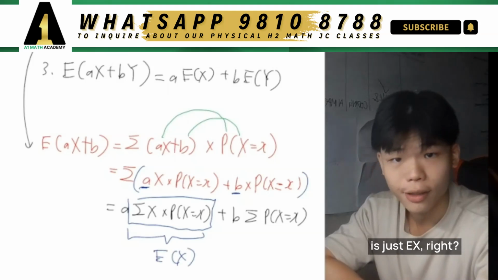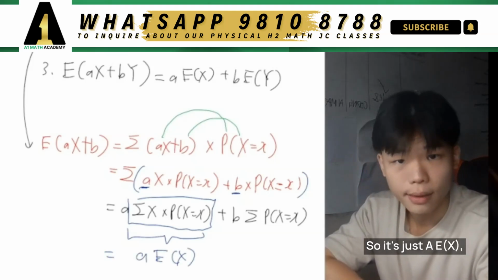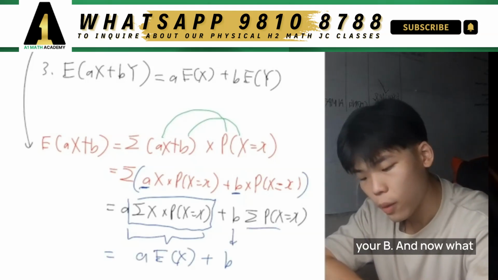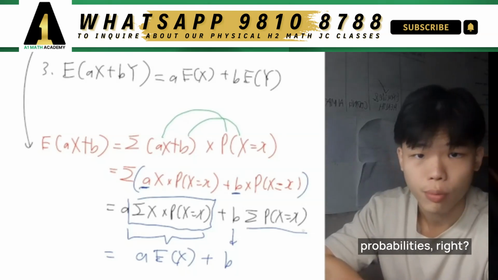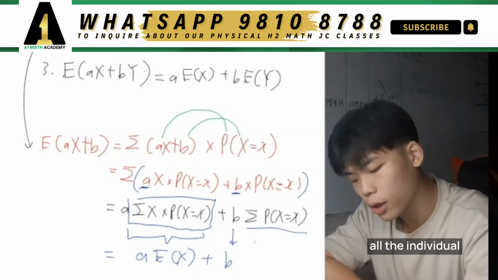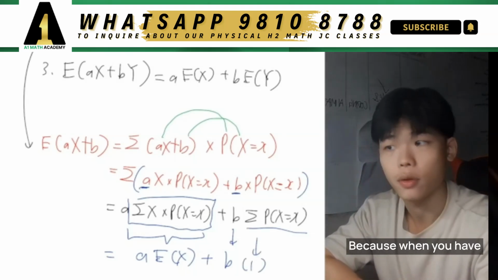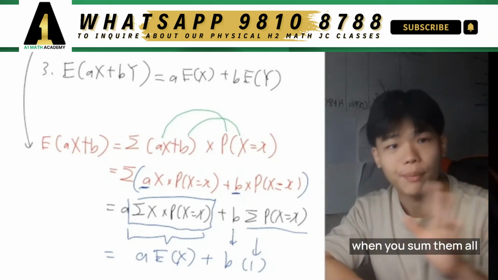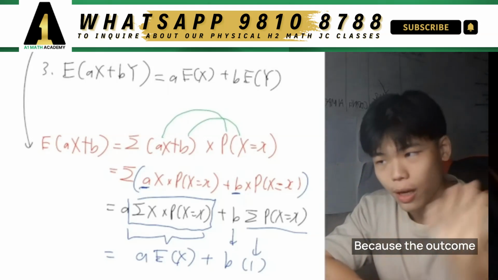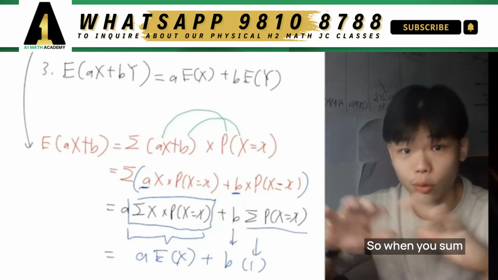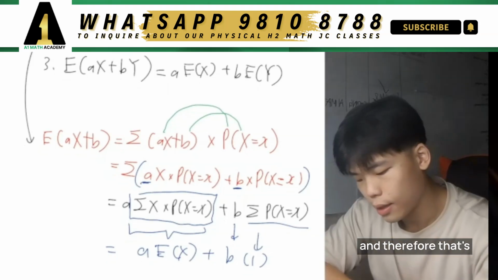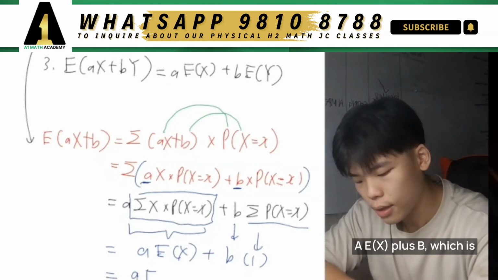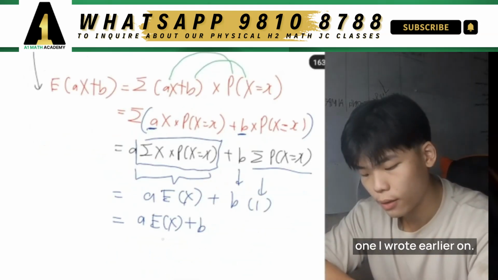is just E(X), so it's just aE(X). And then you have your b. And now what is the summation of all of the individual probabilities? The summation of all the individual probabilities is 1. Because when you have 10 different outcomes, the probability of all the 10 different outcomes, when you sum them all together, will be 1, because the outcome has to be one of them. So when you sum everything together, the probability is 1. And therefore, that's how we derive aE(X) plus b, which is what I wrote earlier on.